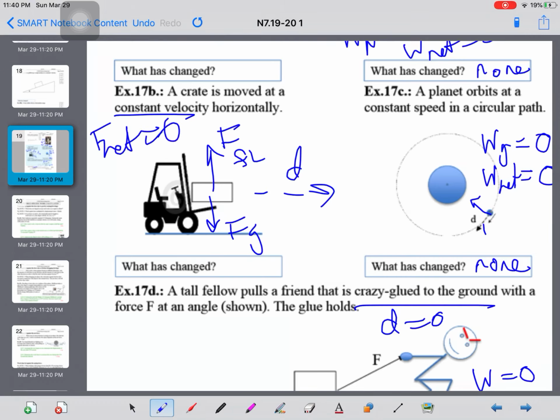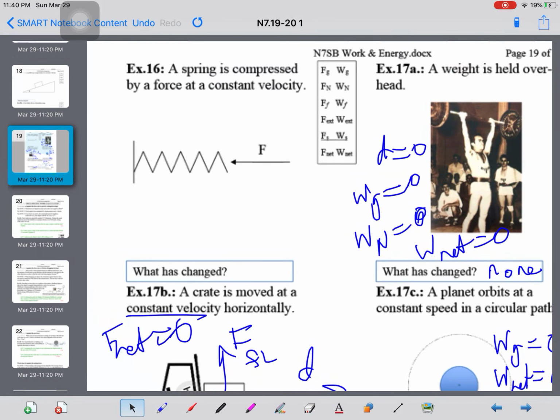And you'll find out here that, of course, all the works are 0, so what's going to change? None. Nothing. All right, let's go up here. Let's go to the spring. Let's get something where something is actually changing.